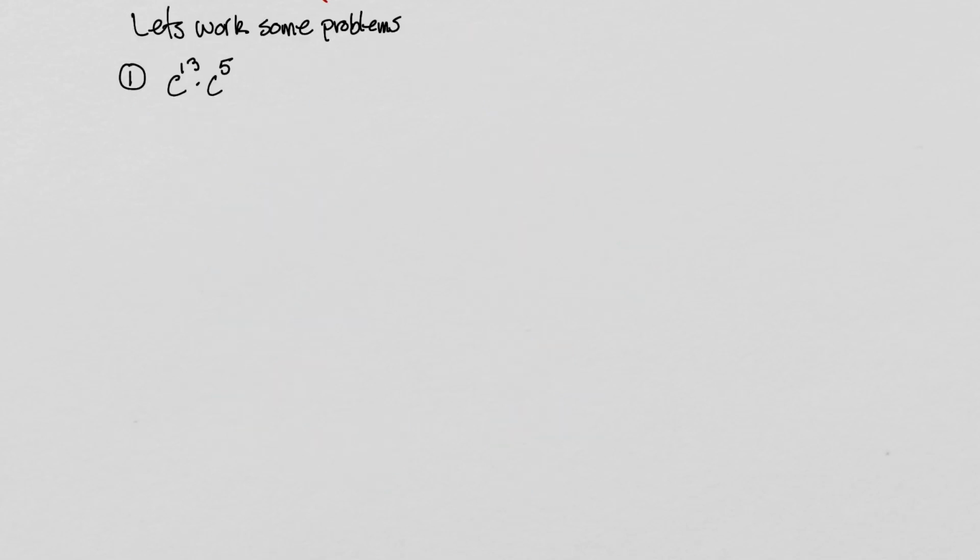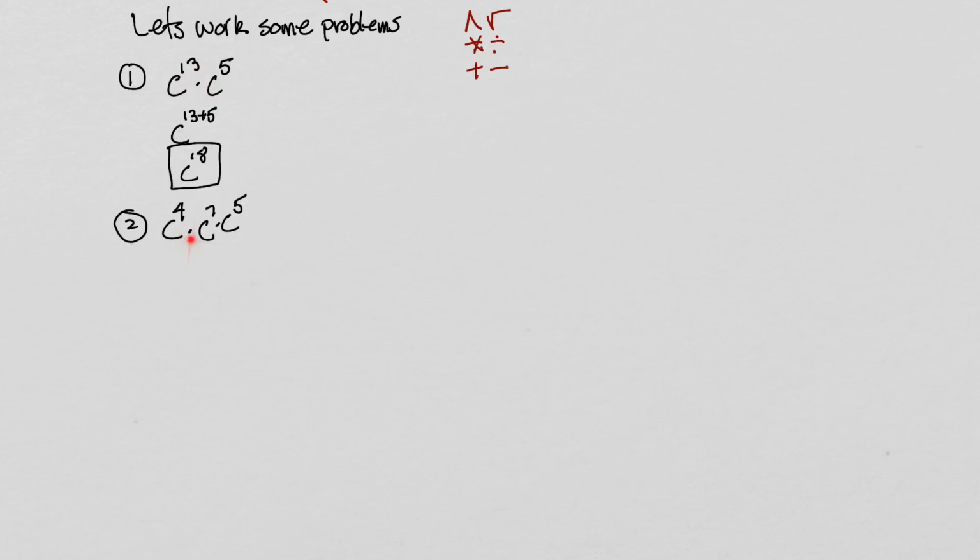Okay, so how about in this first one here? C to the 13th times C to the 5th. All right, well, we're multiplying. So what do we do with the exponents? In problem number 2, we're still multiplying, so I'm going to add the exponents. Now you can probably do this in your head, but here's what you should be thinking. 4 plus 7 plus 5, C to the 16.